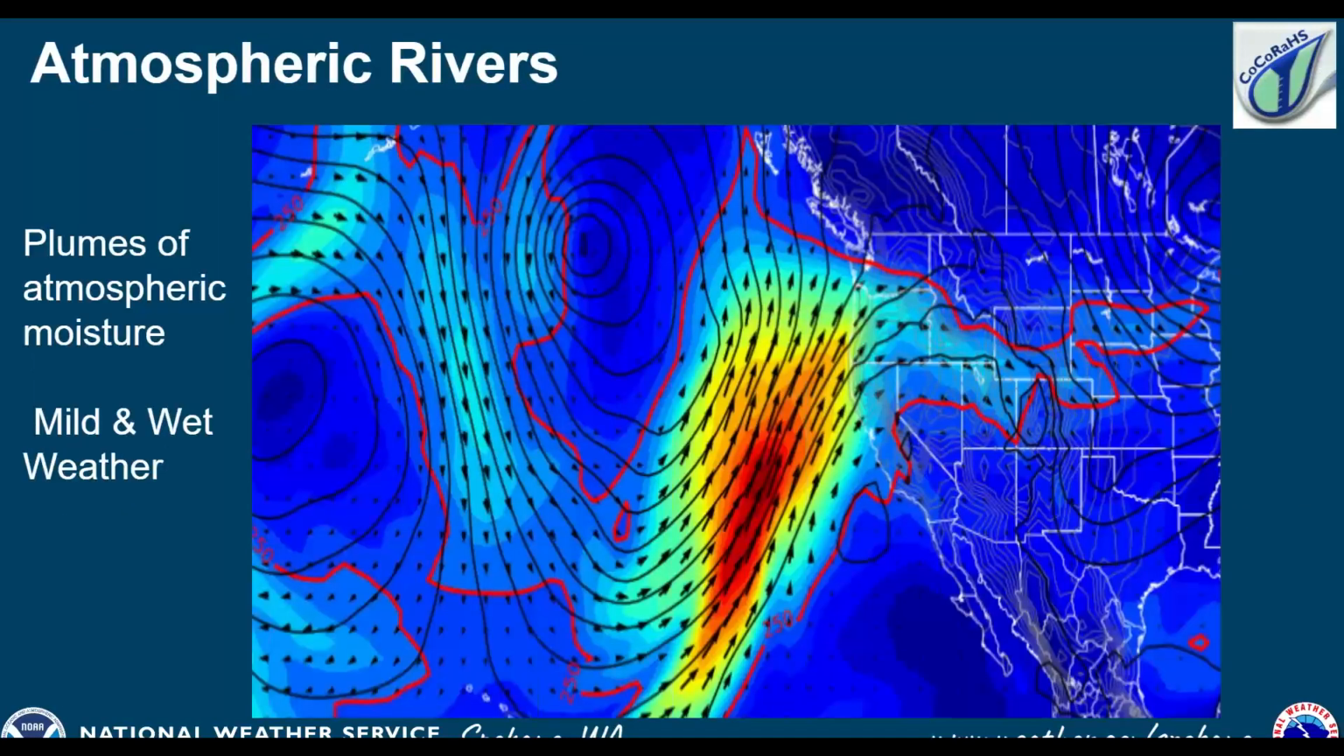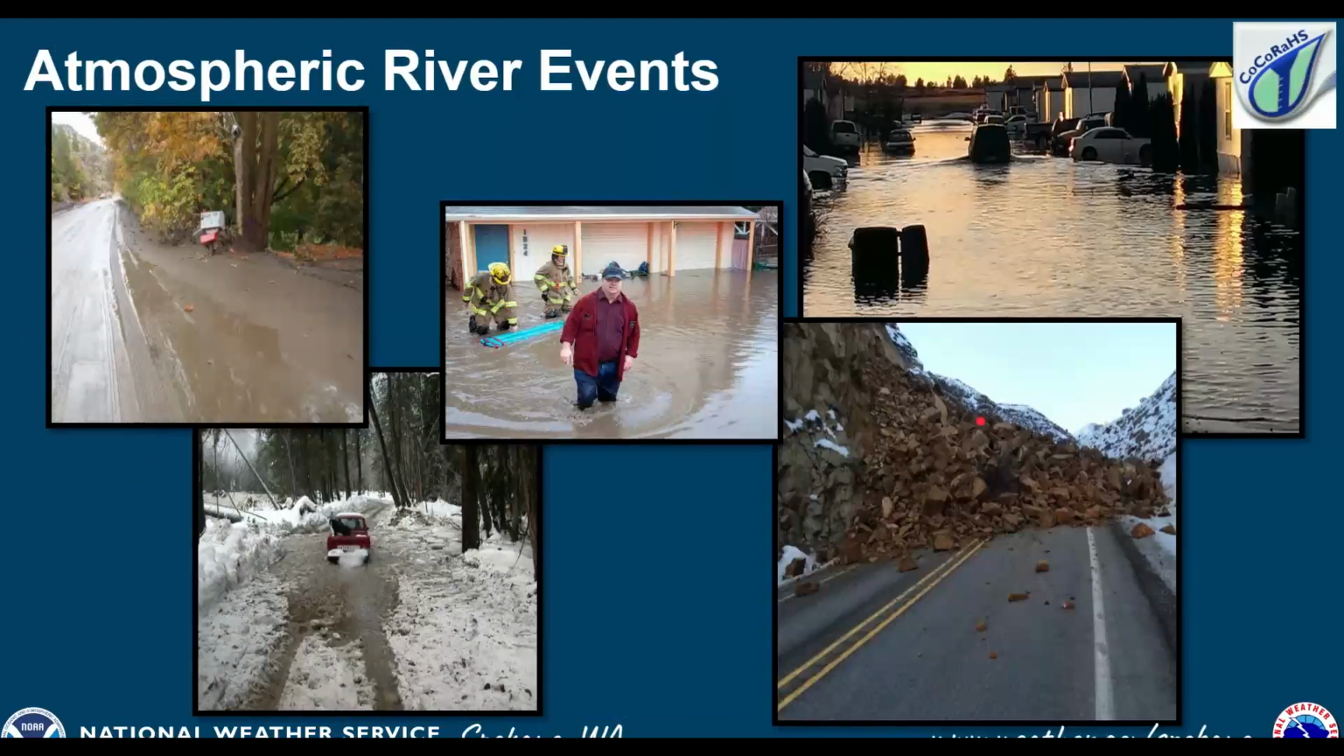Okay, another topic that we get in our winter season is atmospheric rivers. These are plumes of atmospheric moisture that come from the subtropics and accompany a strong jet stream and area of low pressure, and usually bring us mild and wet weather. So if we've had snow on the ground and we get one of these coming in, our snow is going to turn to rain, and our snow levels are going to rise up to the mountain peaks, and we're going to get a lot of rain with that.